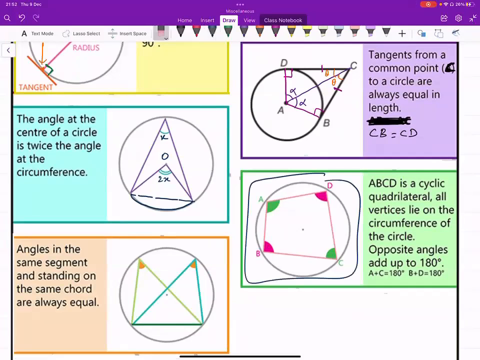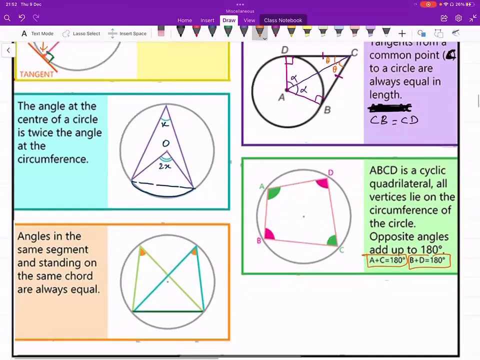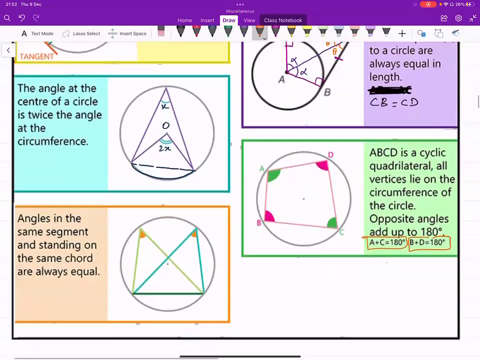And you've got the cyclic quadrilateral. Cyclic quadrilateral में क्या होता है? Opposite angles का sum जो है वो 180 degrees होता है. So angles B and D that you see here, they add up to 180, and the angles A and C that you see here, they also add up to 180. These are called supplementary angles. And finally, angles in the same segment on the same chord are also equal.